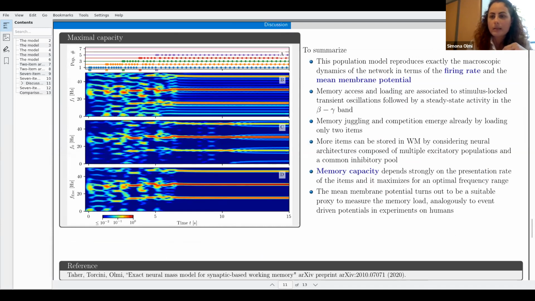I tried, with this talk, to convince you that this population model is good to be used and can have a lot of success, since it reproduces the macroscopic dynamics of the networks in terms of the firing rate and mean membrane potential, but is also able to reproduce a lot of features that can be seen in experiments, like the role played by different frequency bands and memory competition among the items. Thanks a lot.